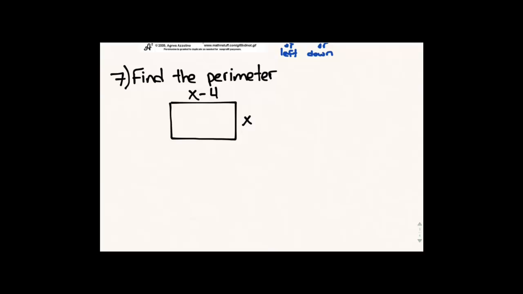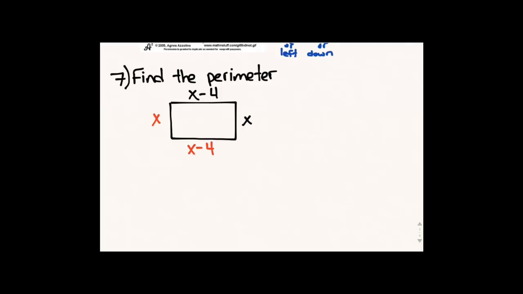Okay, now we're going to continue. The next problem is to find the perimeter of this rectangle. And we know that perimeter means that we're going to add all four sides. So we need to probably go ahead and label the other two sides just to make sure we don't forget them.